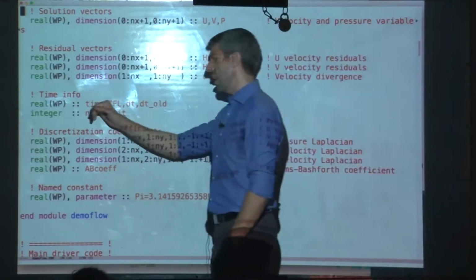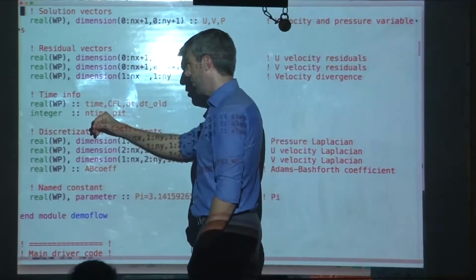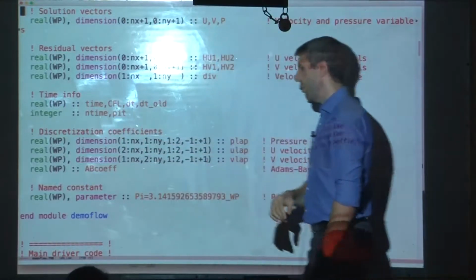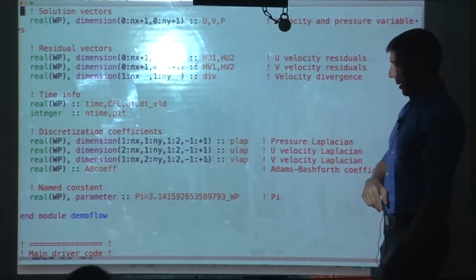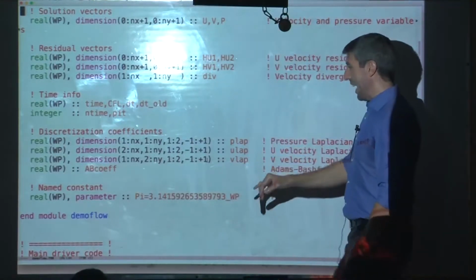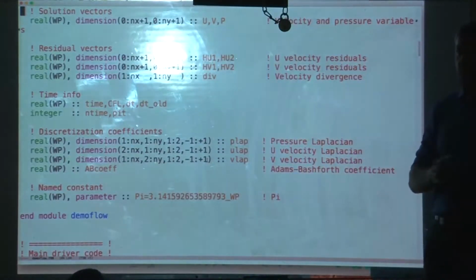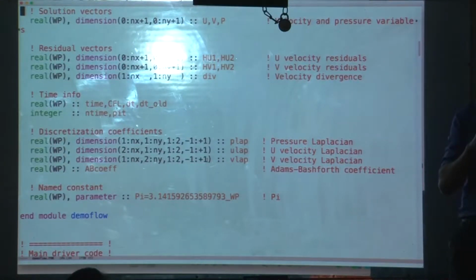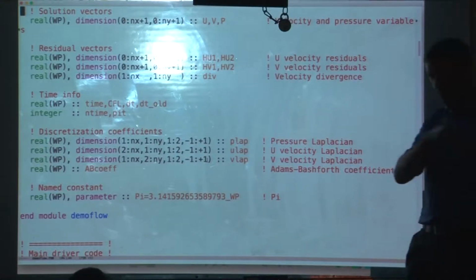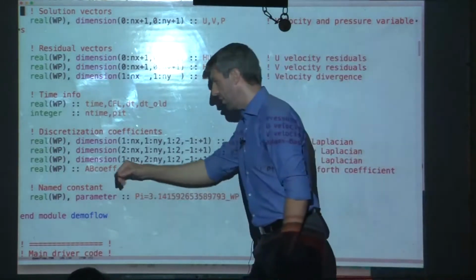Then I have my current time, my current CFL, my current time step size, my old time step size, the number of time steps I've done, the number of pressure iterations I've done. I have pi down there. That's an easy one. So this is pi. I have a place where I'm storing my Adams-Bashforth coefficient, which is basically for uniform time step. This is a linear extrapolation from time n minus 1 and time n towards n plus 1/2. We'll have more opportunities to talk about that. So we'll see that soon.